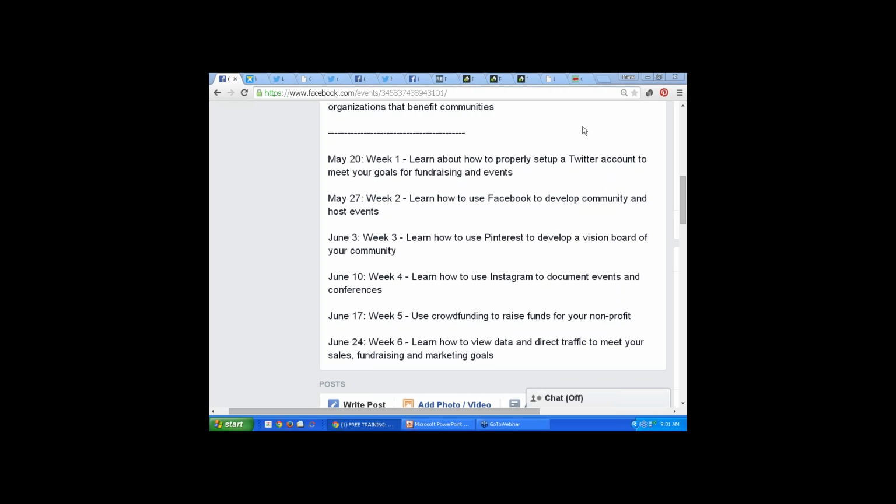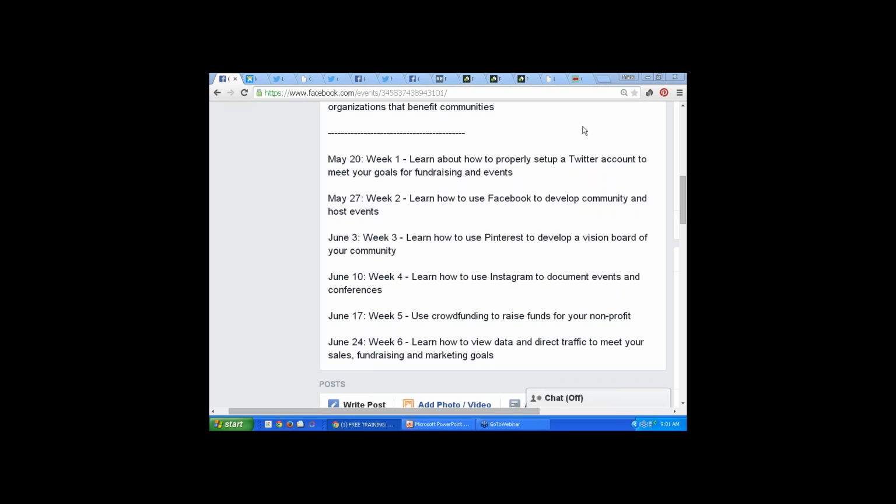Then week 2, we're going to focus on Facebook, which is how to develop community and host events on Facebook. I'm sure you're all familiar with event pages, but this is about more than event pages. This is more about how to develop an active, useful group. People who are doing things, talking to each other, who want to connect, who want to be a part of something, and that something is the campaigns that you run.